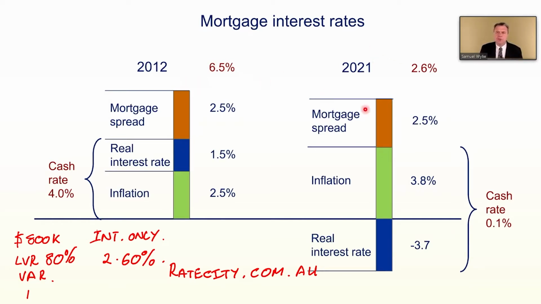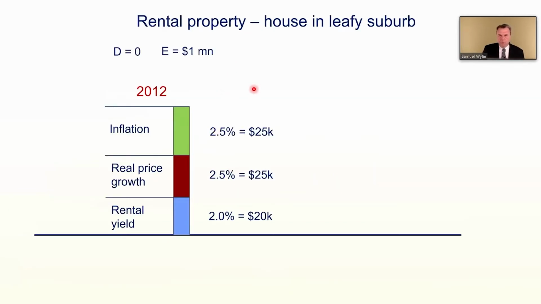Okay, so we're going to work with these two mortgage rates, 6.5% in 2012 and 2.6% in 2021. And we're going to see what the effect is of this 5.2% reduction in real interest rates. Now, our 2012 mortgage, let's take this example. So our rental property is going to be a house in a leafy suburb, not an apartment, not a house on the outskirts of the city, not an investment in a remote centre or a regional centre like Wollongong or Bendigo, but a house in a leafy suburb.